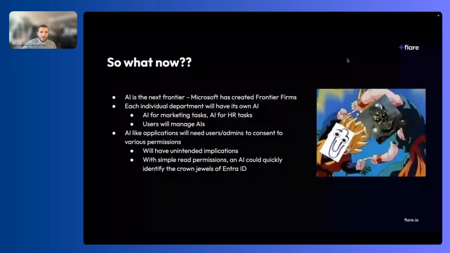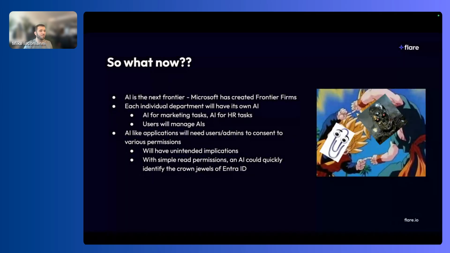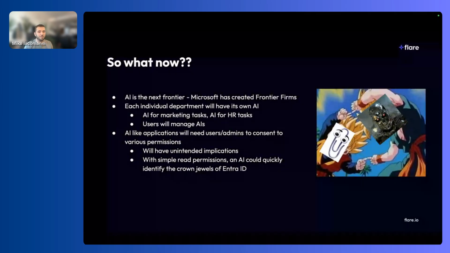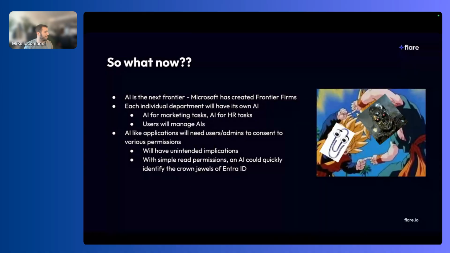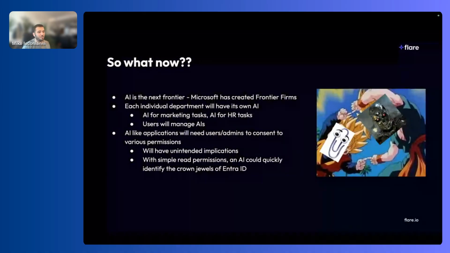So then from here, where are we going from here? That's a great question. So next, AI is the next frontier. Microsoft had Ignite last week where they talked a bit more about their vision for AI. But Microsoft created what's called frontier firms, where essentially employees manage the different AI agents within the company.